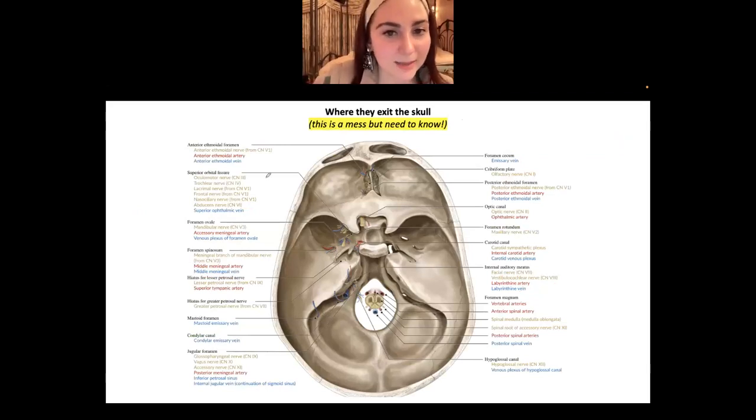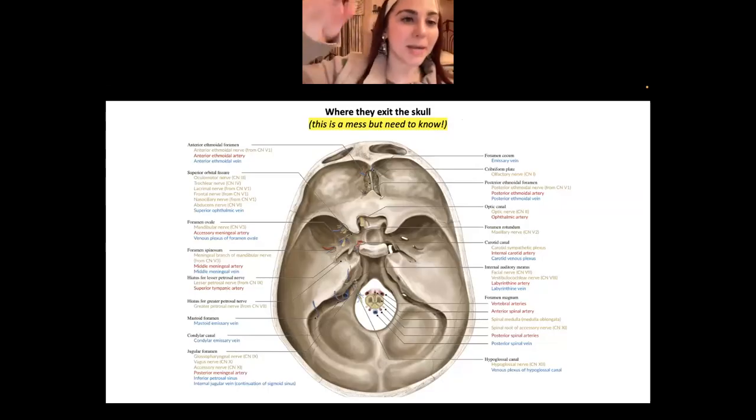This is where they exit the skull, which you're like, why? That can't be important. But we're in the business of high yield here, and this is high yield. They asked a lot about this for some reason at the FBS COMAT that you take at the end of your first year. I think you guys still have to take that. I don't remember, or I don't know anymore. They asked a lot about where all these things exit the skull, and you're just like, I don't even know skull anatomy.